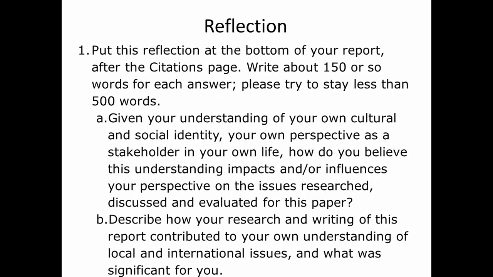Reflection. Put this reflection at the bottom of your report after the citations page. Write about 150 or so words for each answer, but please try to say less than 500 words. A. Given your understanding of your own cultural and social identity, your own perspective as a stakeholder in your own life, how do you believe this understanding impacts and/or influences your perspective on the issues researched, discussed, and evaluated for this paper? B. Describe how your research and writing of this report contributed to your own understanding of local and international issues and what was significant for you.